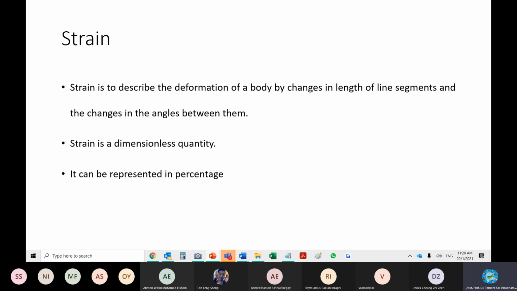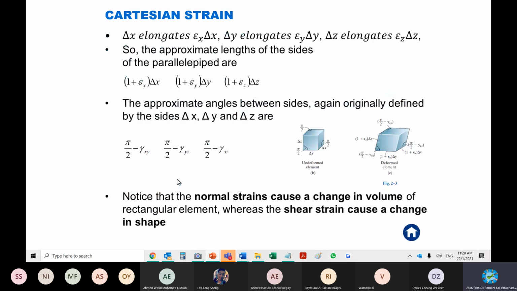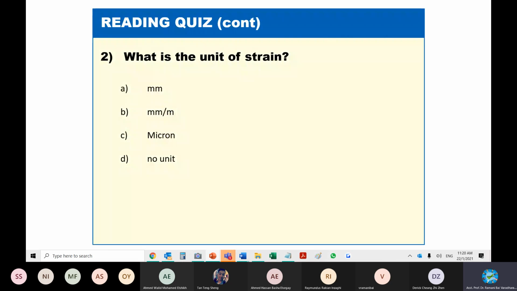Once I give the equation, you don't have to memorize, you can get into your mind what it is. Strain is a dimensionless quantity, or it just says the rate of change of the variation or deformation. It can be either represented by a percentage or number. That is why each and every word said in the class is important. So D is the correct answer.